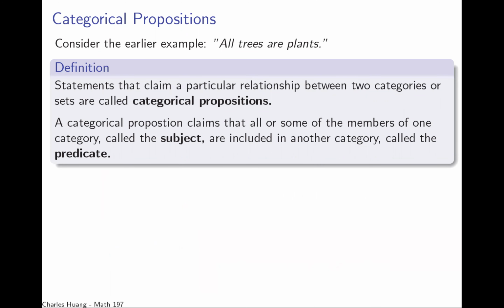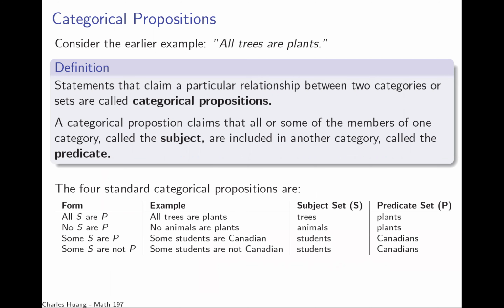The very first example that we gave you is something called a categorical proposition. Because besides talking about the trees and the plants, we use the word all to tell us what the relationship is. There are 4 different categorical propositions that you will have to know. We have the all, the no, and then the some. So here are some examples. We can have all trees are plants, no animals are plants. We can have something that says some students are Canadian, some students are not Canadian.